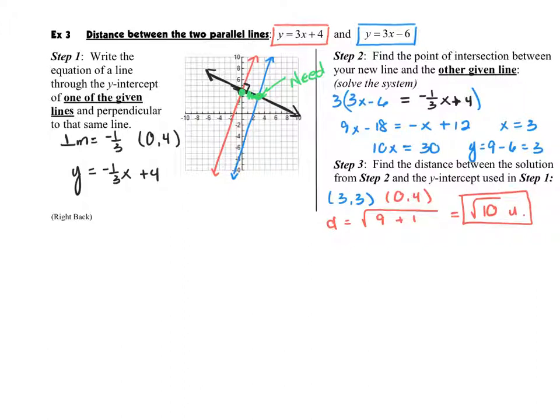So that's the distance between two parallel lines.